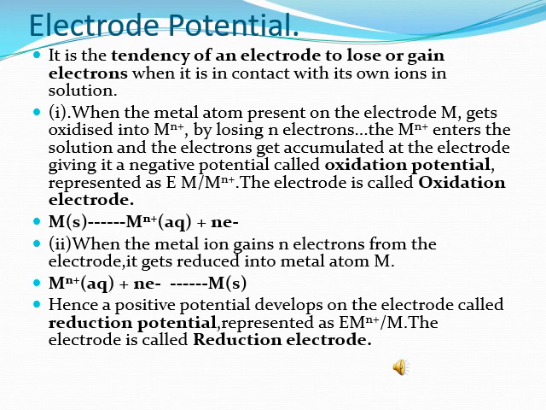Number 2, when the metal ion gains n number of electrons from the electrode, it is reduced into metal atom M. Now here you see the metal ions with n+ charge are gaining n number of electrons to form metal solid. So here a positive potential develops on the electrode called reduction potential, represented as E, metal ion to metal. The electrode is called as the reduction electrode.